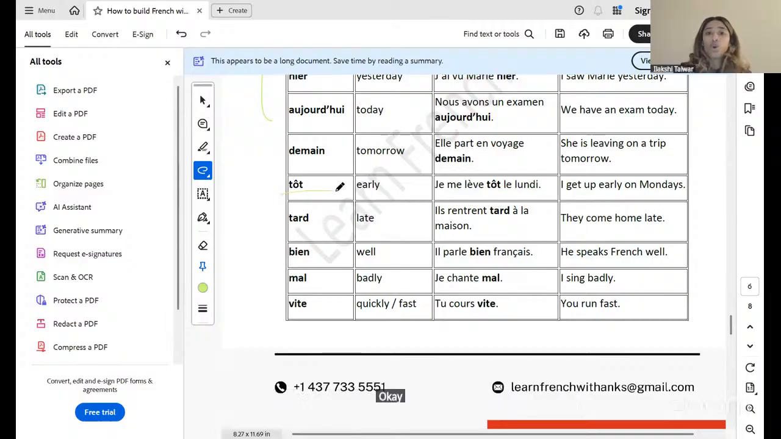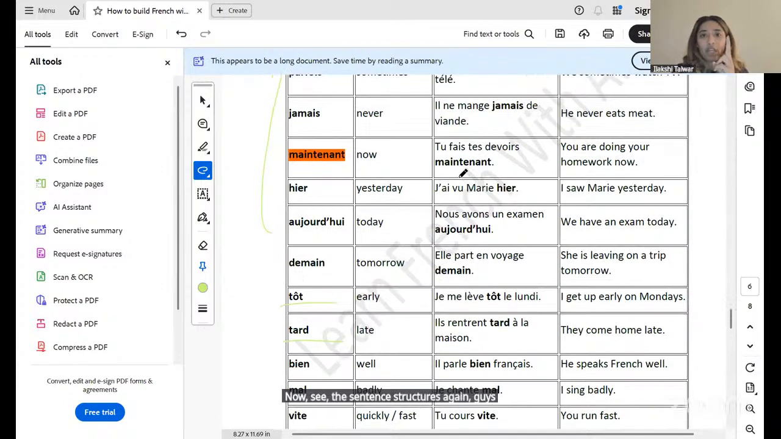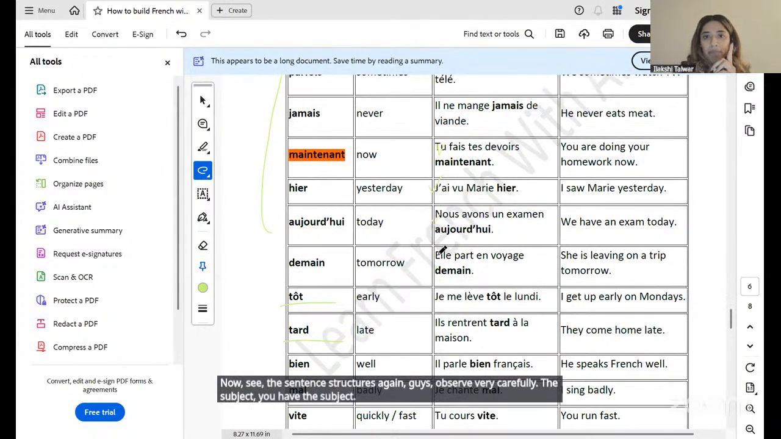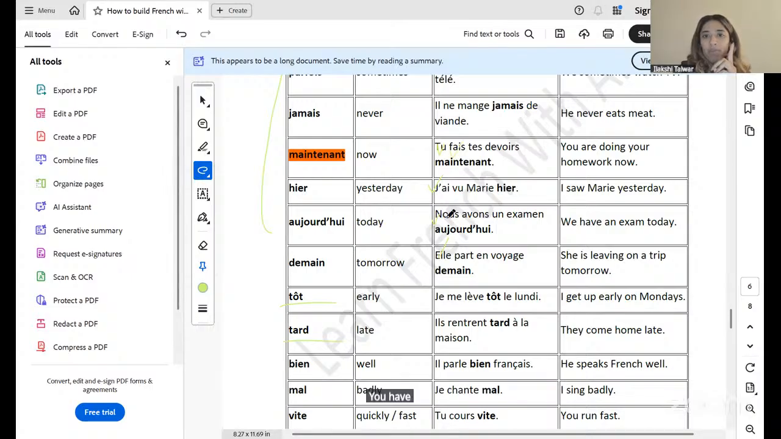Okay? "Tôt", which is early. Je me lève tôt le matin. "Tard", which is late. Il rentre... Now see the sentence structures again, guys. Observe very carefully. You have the subject, you have the verb.